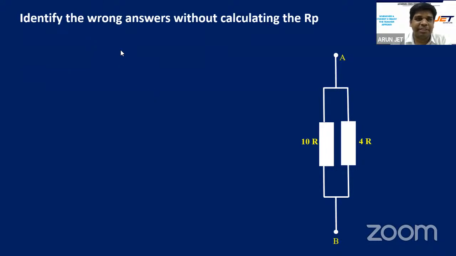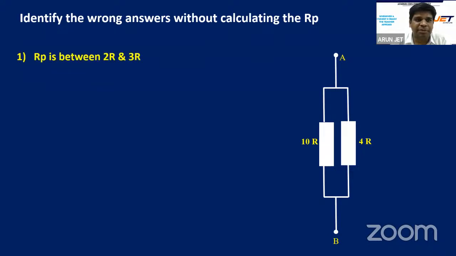All right, now look at this. Identify the wrong answers without calculating the RP. We just noted a statement, right? That equivalent resistance is lesser than the least in a parallel network. So I've got 10R and 4R. I have to identify the wrong answers without calculating the RP.